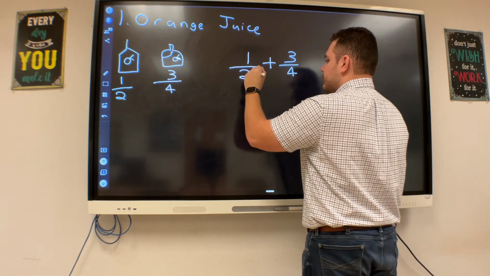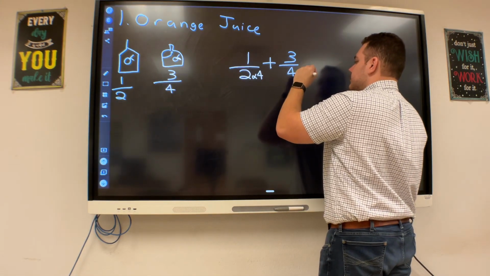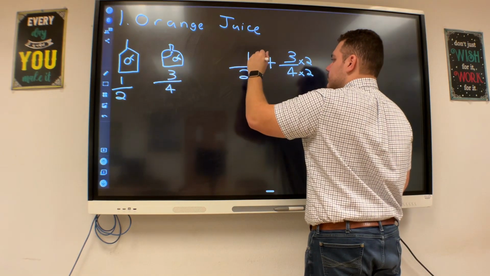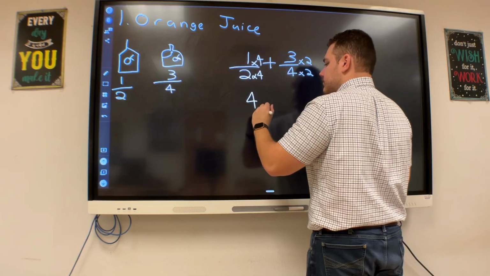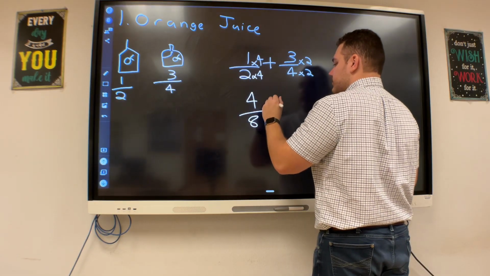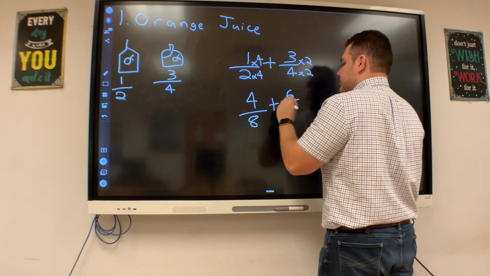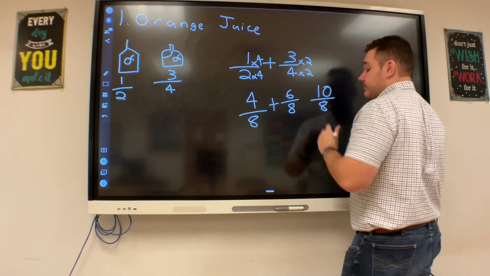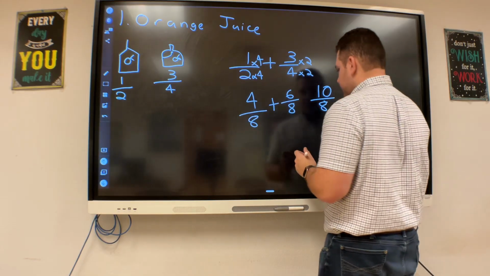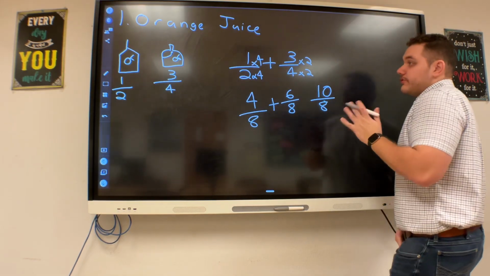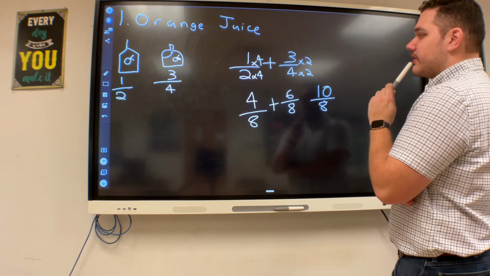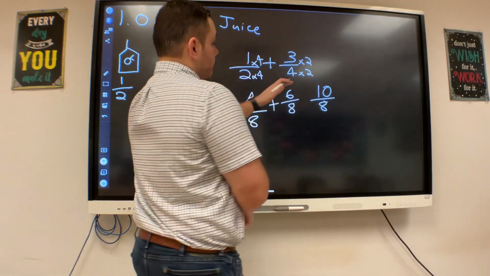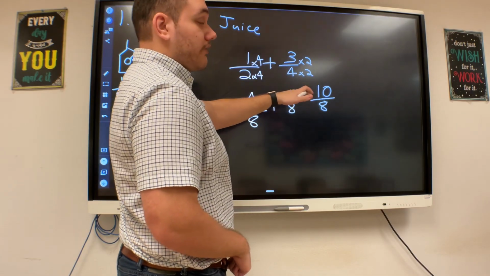So we're going to cross multiply, do the same to our tops. 4 over 8 plus 6 over 8 is going to be 10 over 8. And so I have too much orange juice. I'm not going to be able to combine my juice into this bigger jug. It's going to overspill. I have more orange juice than I have room in my jug, so that's not going to work.